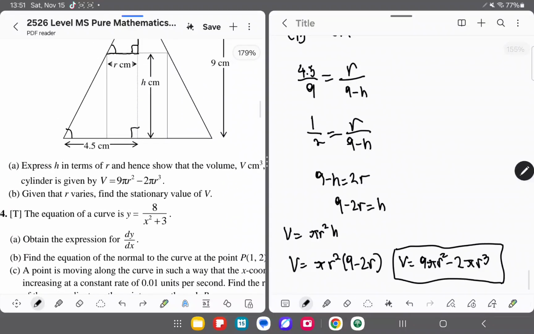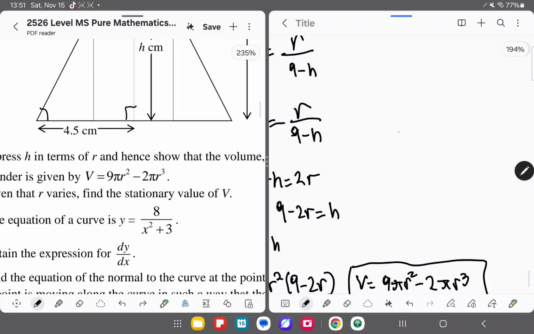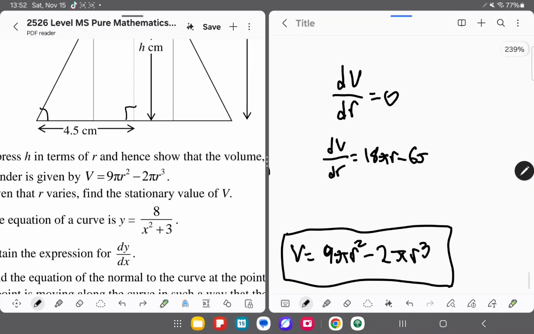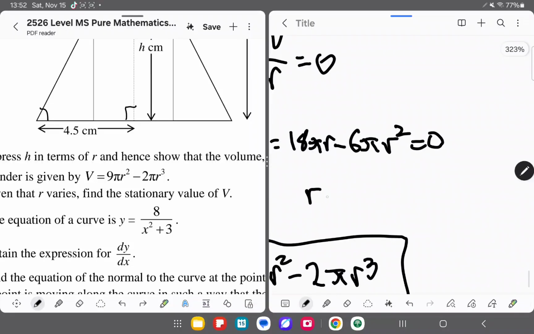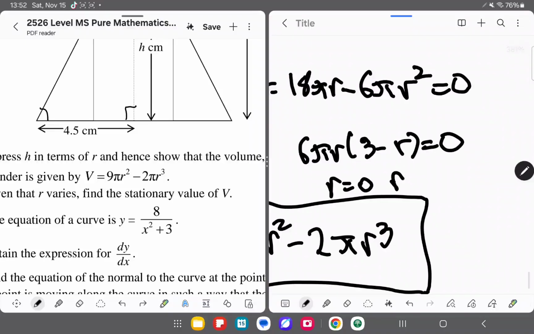Now that we've proven it, we have to find the stationary value of V. To get the stationary value of anything, we must differentiate it and set the derivative equal to 0. First, let's differentiate with respect to R. So dV over dr is equal to 18 pi r minus 6 pi r squared, equal to 0. Then I'll factor out 6 pi r, giving 3 minus r equals 0. So the stationary values of r are r equals 0 and r equals 3.